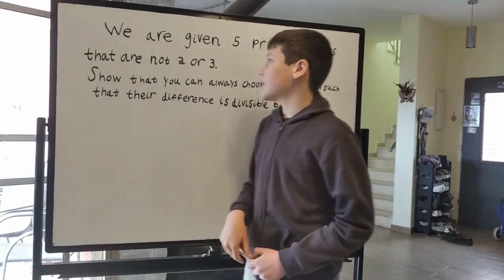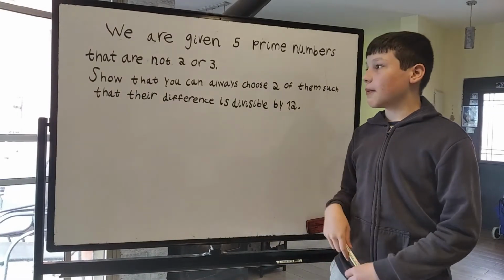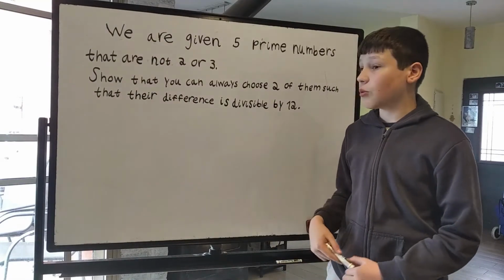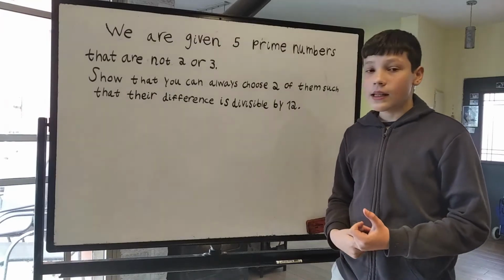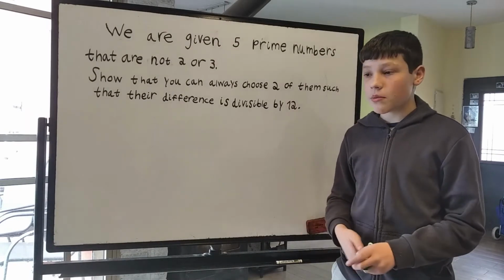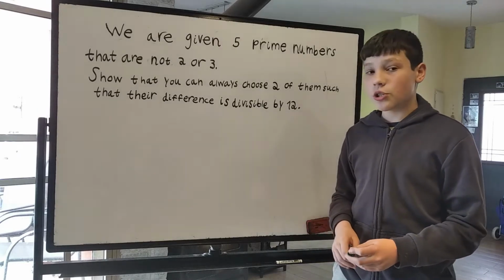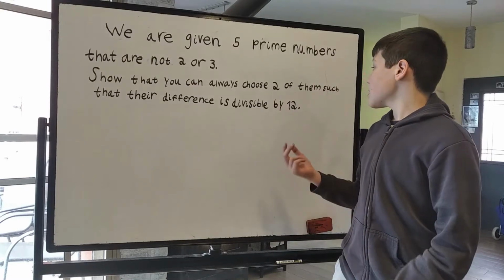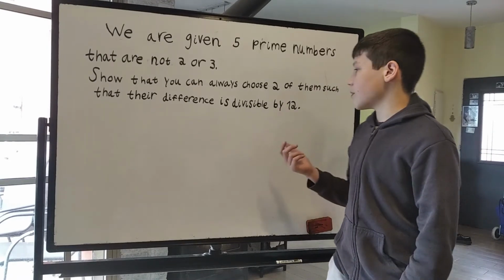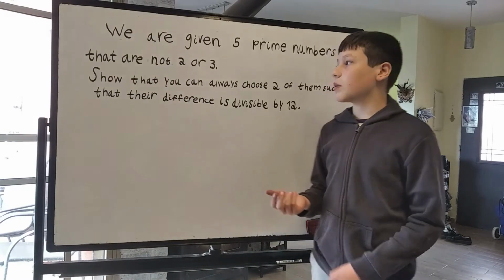Today we're going to look at this problem. So, we are given 5 prime numbers that are not 2 or 3, and we need to show that no matter which prime numbers there are, as long as they're not 2 or 3, we can always choose 2 of them, such that the difference between those 2 is divisible by 12.